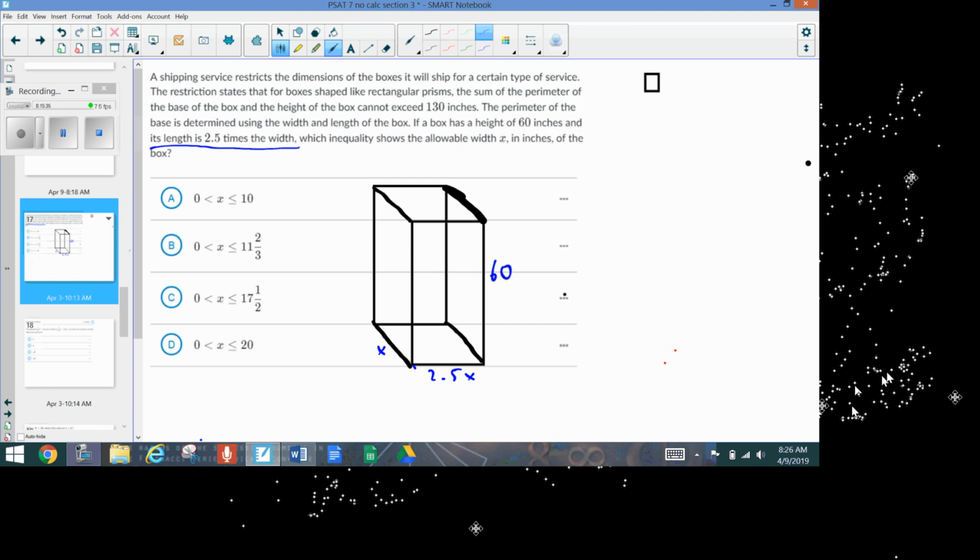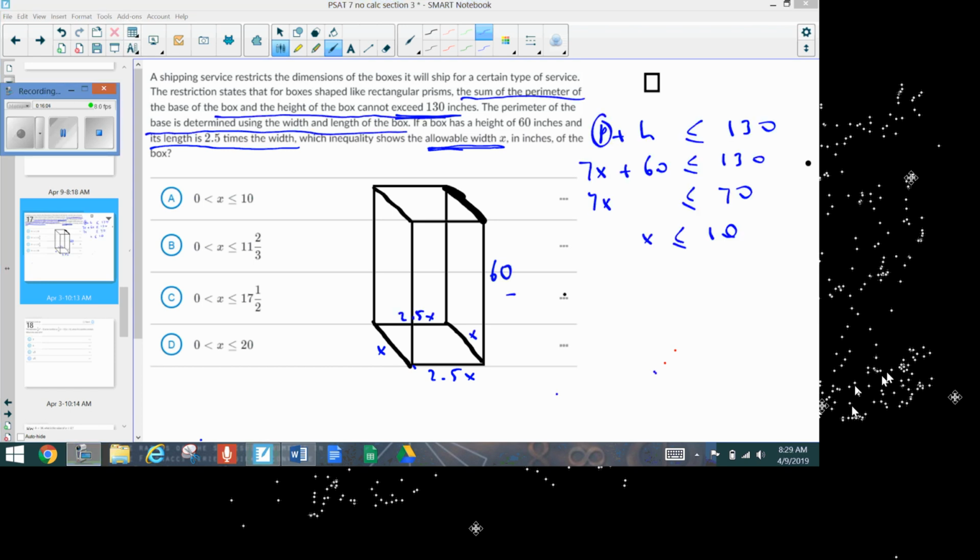The shape is not drawn to scale. Then which inequality shows x in inches of the box? We're looking for x. Okay, let's read to use this number. The box cannot exceed 130 inches, the perimeter of the base. That's the 130.